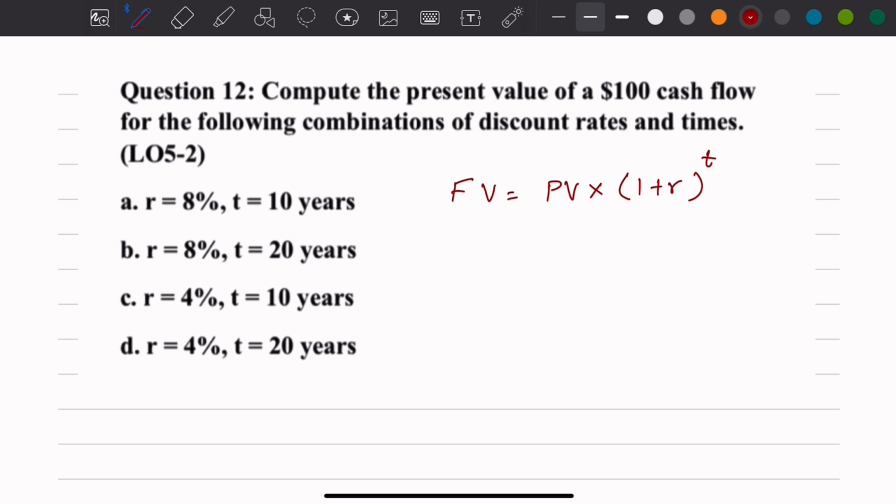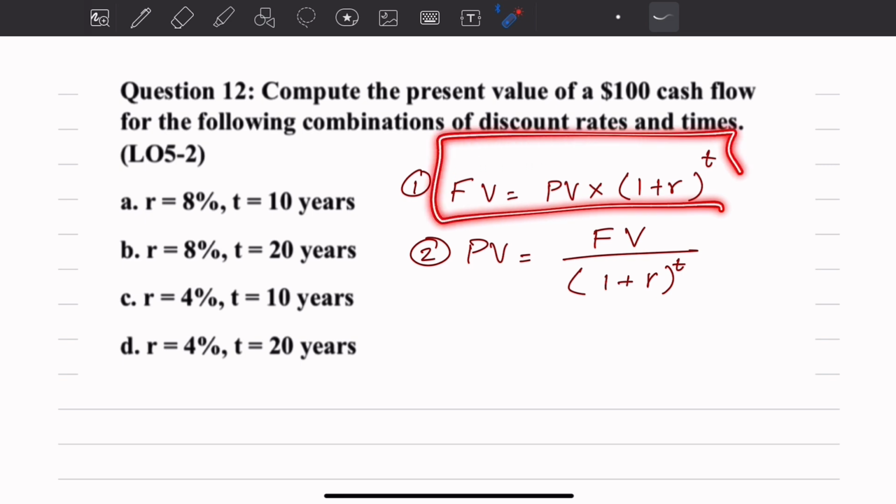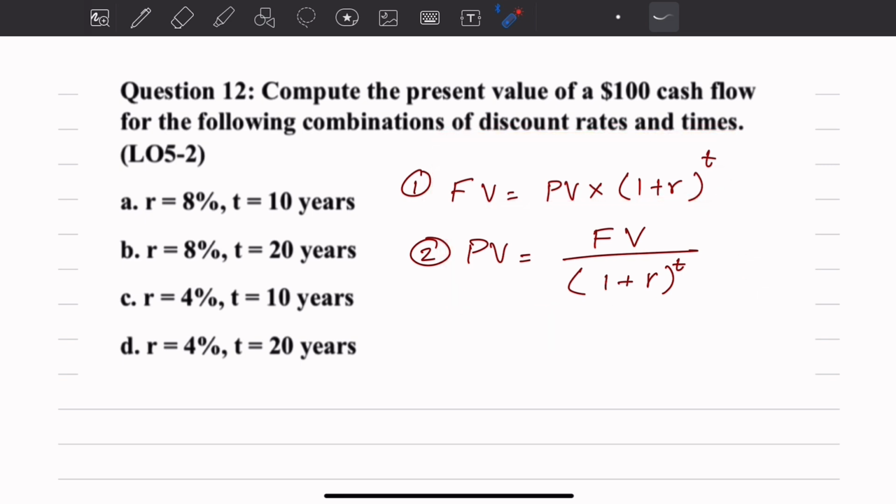So the present value, just like I've said in the lecture, it's not a new formula. It's the same exact formula, but rearranged, right? So to find the present value, all you need to do is just rearrange the future value formula like so. It will become future value divided by 1 plus r to the power of t. Okay? So you need to memorize those two formulas, or just memorize the first one and you can derive your present value formula from the future value formula. All right, now let's look at the scenarios one by one.